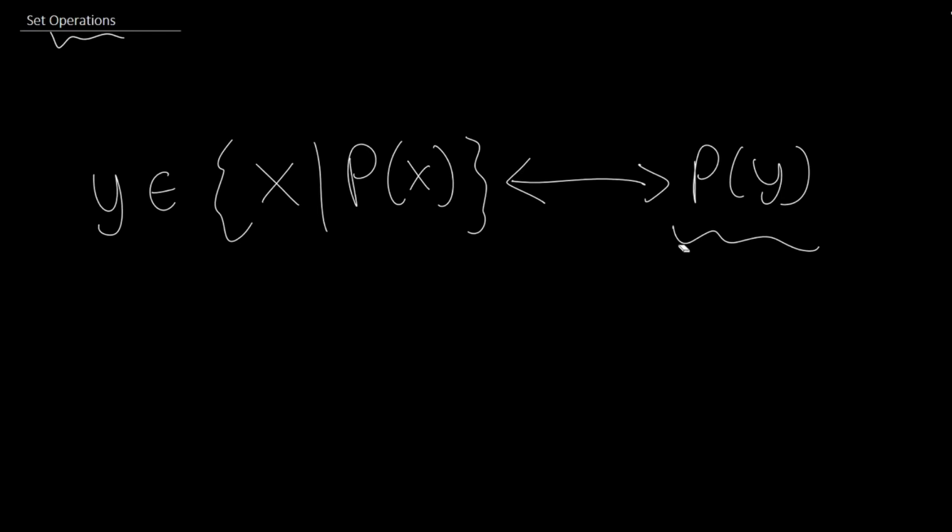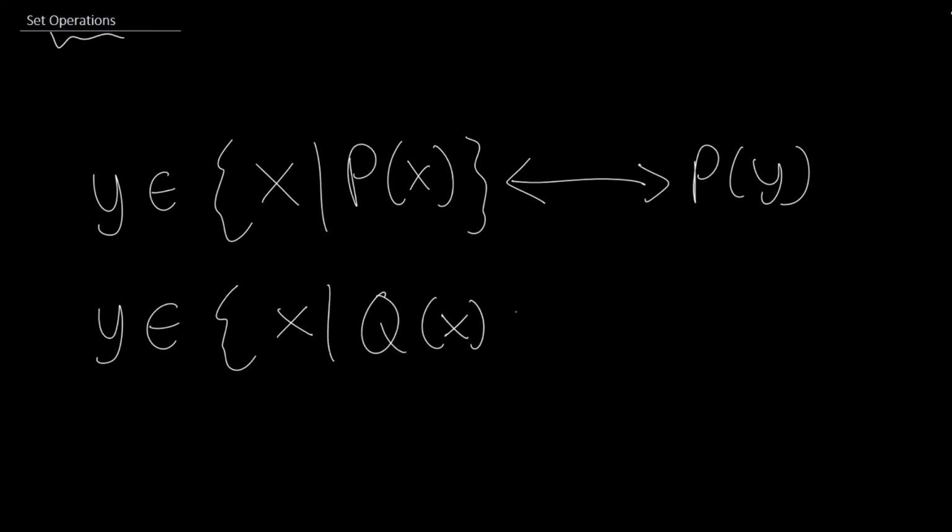If you need a refresher on why they are equal to one another, watch the previous two videos. So now, why don't we make it so that Y is also an element of this set? Now we have Q of X instead of P of X, so these are two different statements. Then this will be equivalent to Q of Y, right?